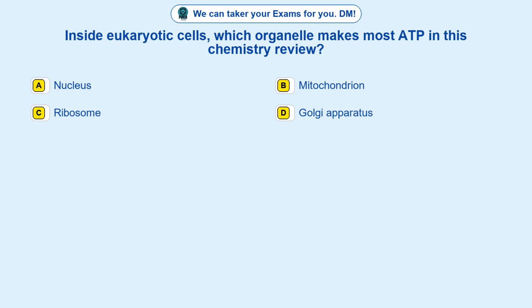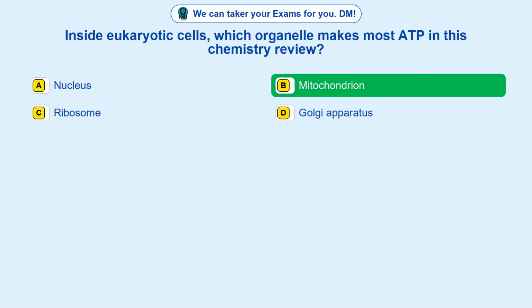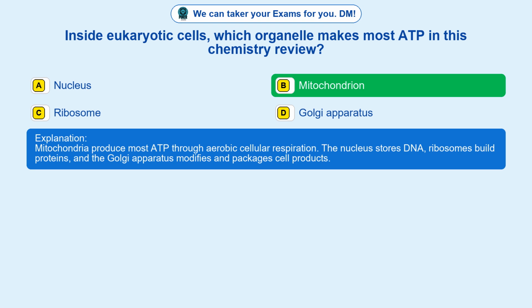Question 2. Inside eukaryotic cells, which organelle makes most ATP in this chemistry review? Option A, nucleus. Option B, mitochondrion. Option C, ribosome. Option D, Golgi apparatus. The correct answer is option B, mitochondrion. Mitochondria produce most ATP through aerobic cellular respiration. The nucleus stores DNA, ribosomes build proteins, and the Golgi apparatus modifies and packages cell products.